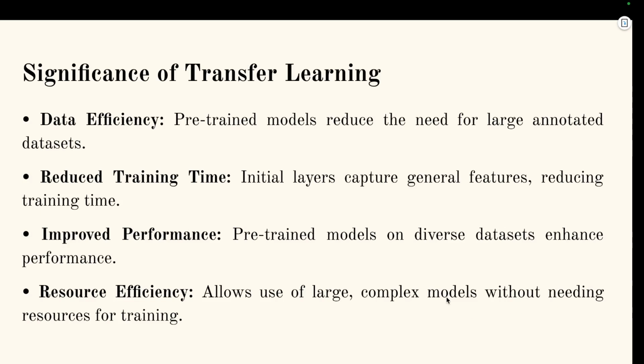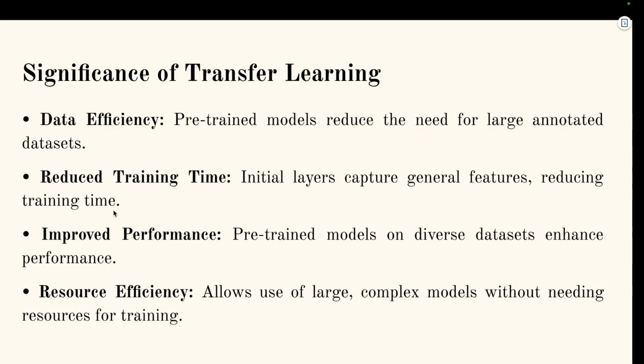Now, what are the significances of transfer learning? The significance lies in terms of how we handle the data, the training time required, the performance of the model, and how we use resources for training and testing. The pre-trained model reduces the need for a large annotated data set, as in a pre-trained model we are using the already pre-trained weights of the data set on which it was trained. It also reduces training time. The initial layers capture general features, reducing the training time.